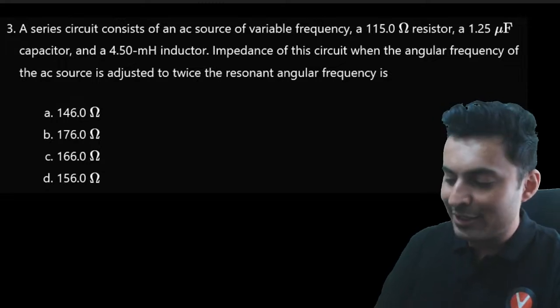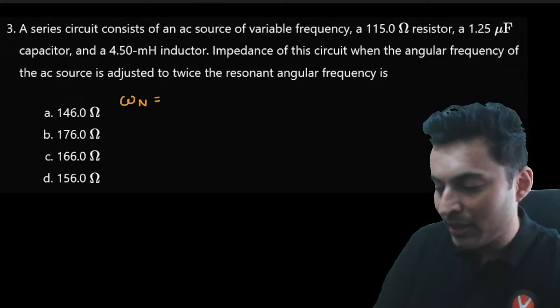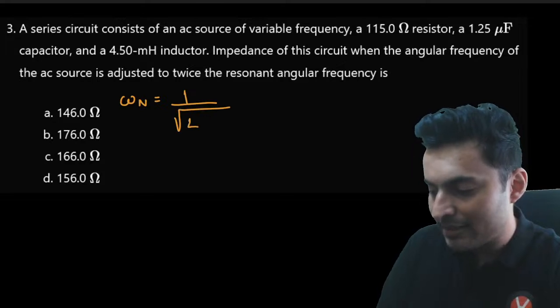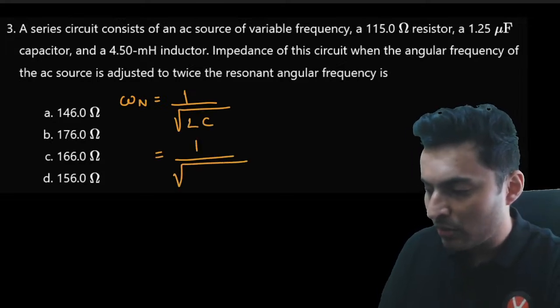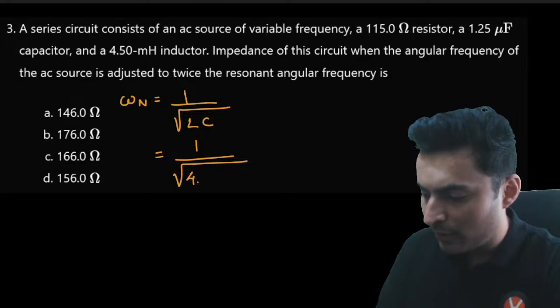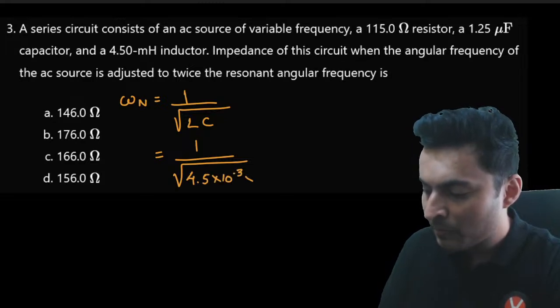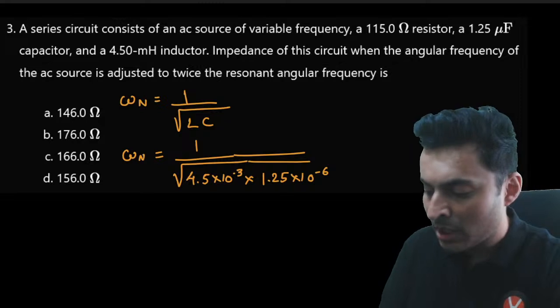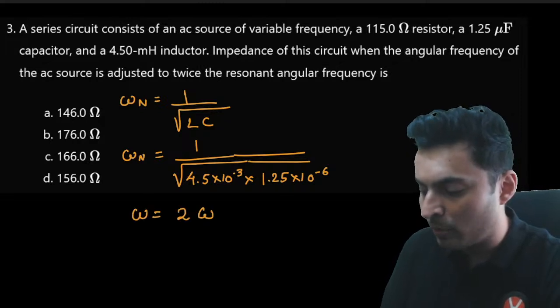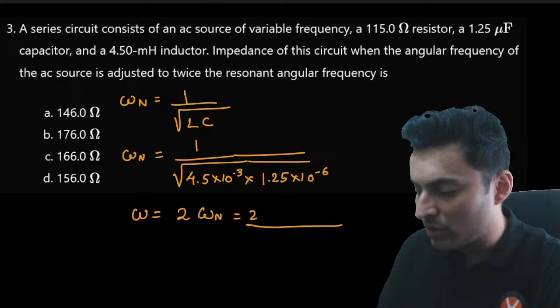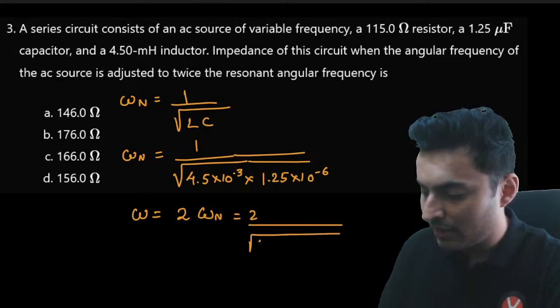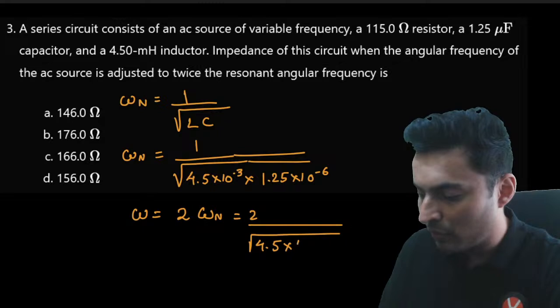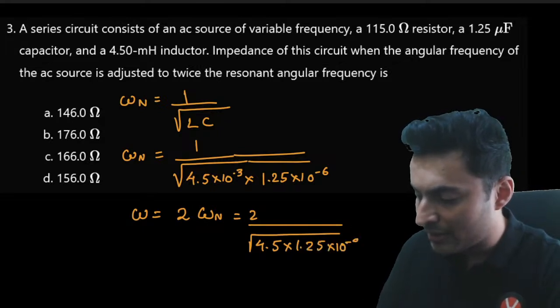Right. So first of all, find the natural frequency over here using this formula, 1 upon root over LC. So inductance, you know, it is 4.5 into 10 to the power minus 3. Capacitance, you know, 1.25 into 10 to the power minus 6. From this, you will get omega n. But the actual frequency is 2 times omega n. So that means it will be 2 times of this whole thing, 4.5 into 1.25 into 10 to the power minus 9.